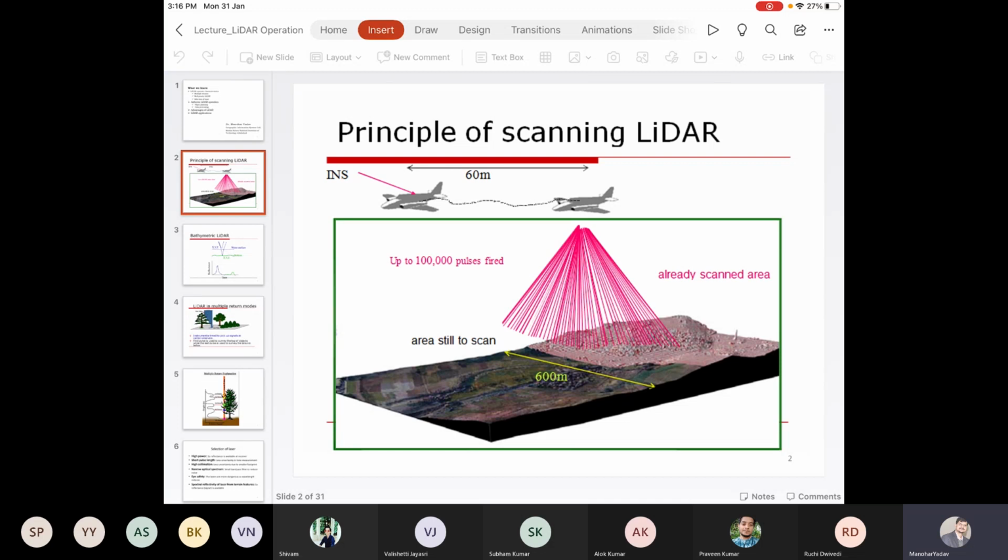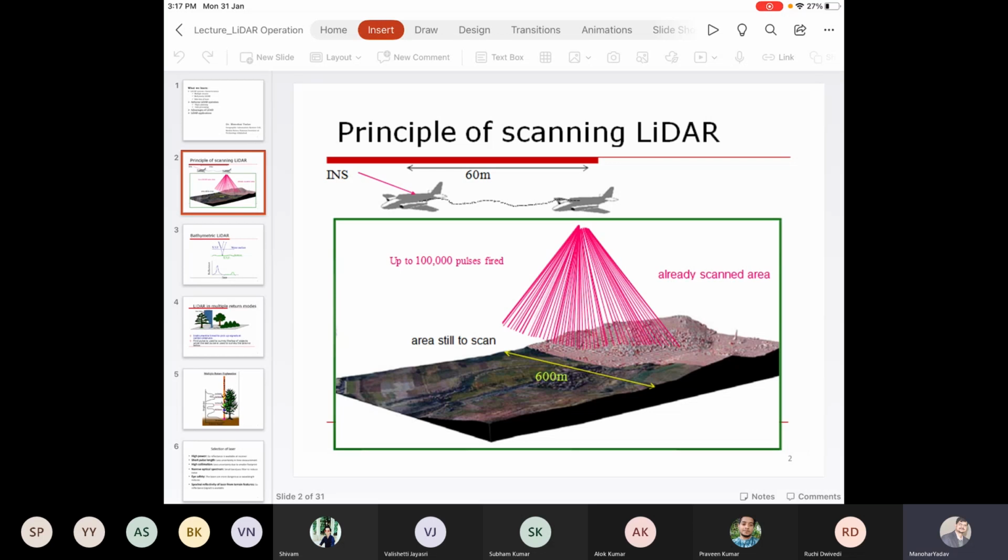Okay. And further, as the aircraft is moving forward, the continuous beams which are fired from the laser source are hitting the ground and covering the area of interest in a strip. Okay. And as you see, the 600 meter is the width of the strip that is covered along the flight direction. Okay.